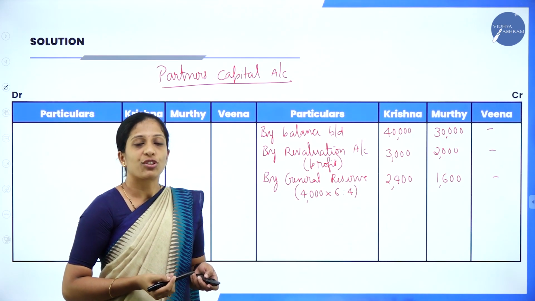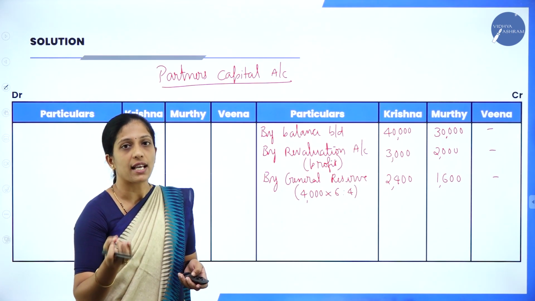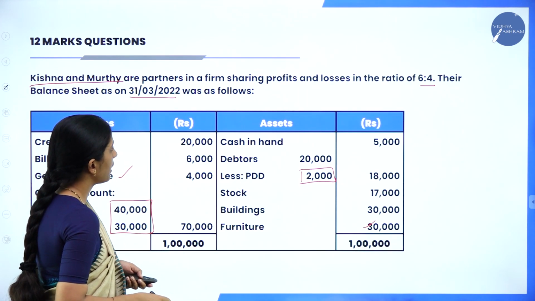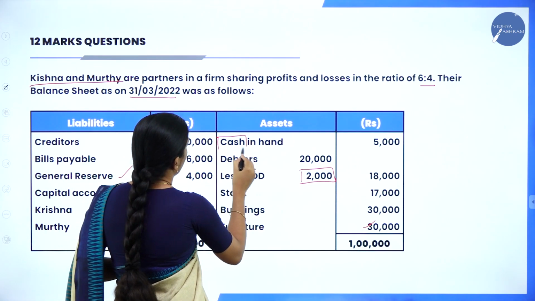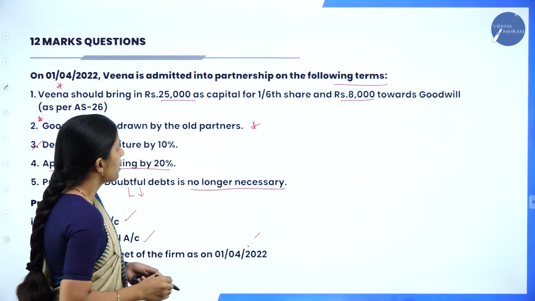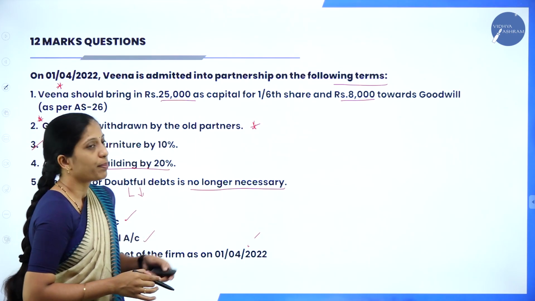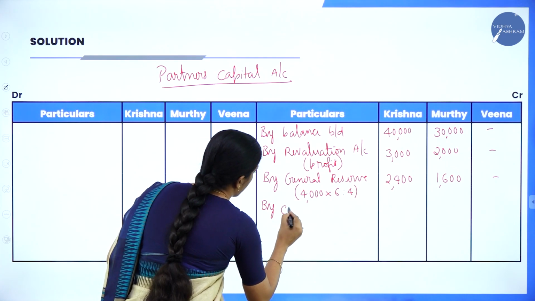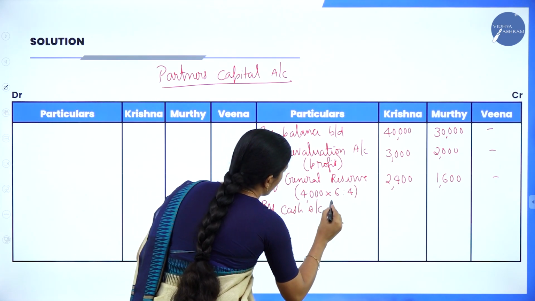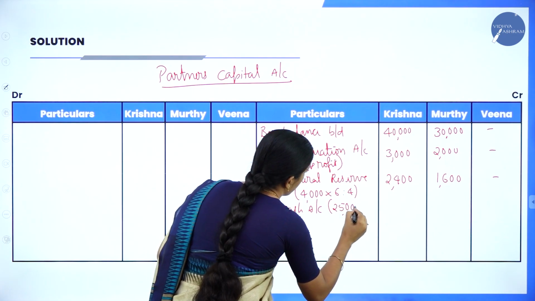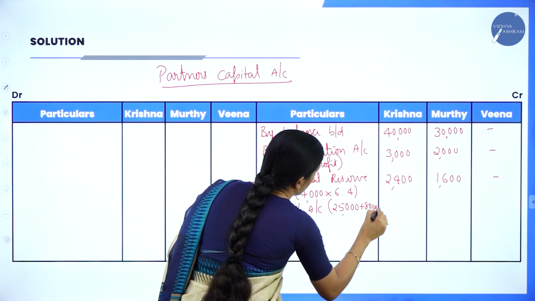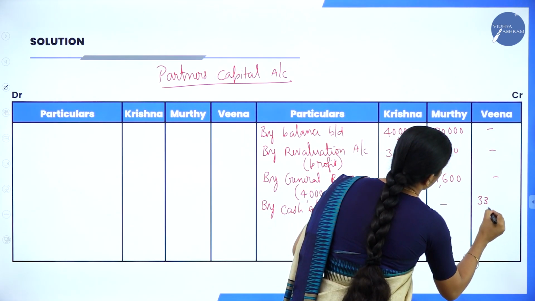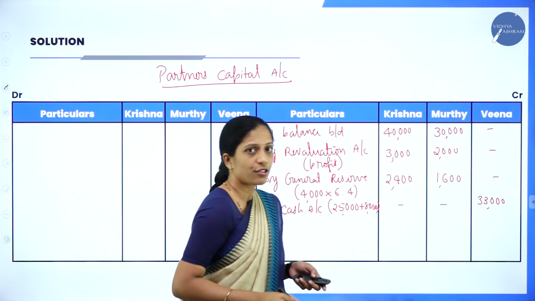Now we have to come to the new partner. So she had bought capital as well as goodwill. Now let us see whether you have to write cash or bank. Now see your balance sheet, we have cash in hand. So I will write it as by cash account. So how much capital? 25,000 plus 8,000. So by cash account 25,000 plus 8,000. So it will be 33,000 in the new partner's column.